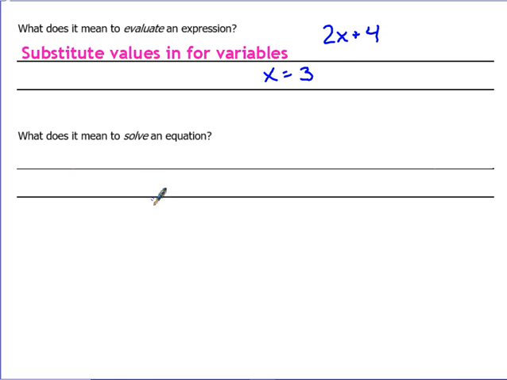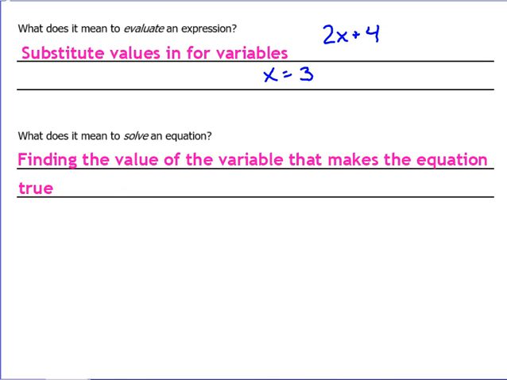That's different than solving an equation. When I'm solving, I am finding the value of the variable that makes the equation true. So to solve, I have to have an equation. This time it might be something like 2x plus 4, and they'll tell me that is equal to 12. When we are solving, nobody tells you what x is equal to. That's your job to figure out what x is equal to.